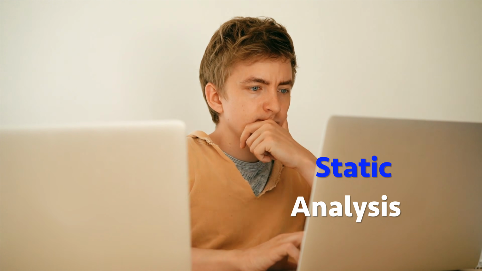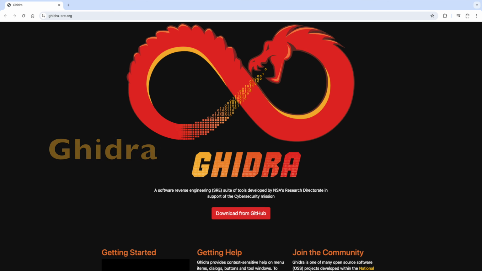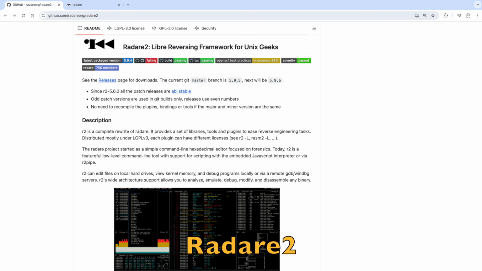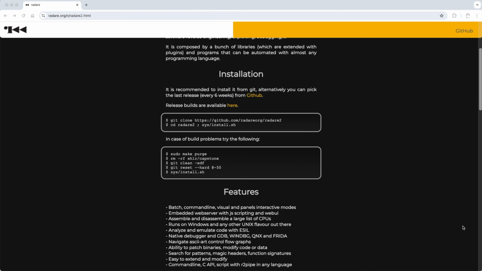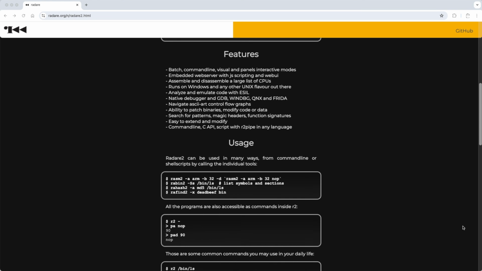Static analysis. This technique involves examining code without running it. Tools like IDA Pro, Ghidra, or Radare2 can disassemble and decompile binaries. They offer a clear view of the code structure and spot potential vulnerabilities.